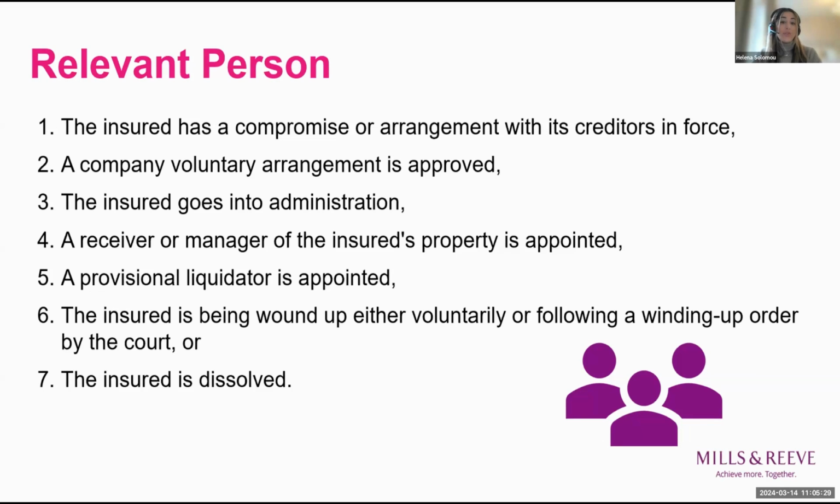Some examples of when an insured can be a relevant person are up on the screen now. As you can see, it can include an individual or a legal entity, for example, a company. It can also include where the insured is in administration but not insolvent, for example, in voluntary arrangements.